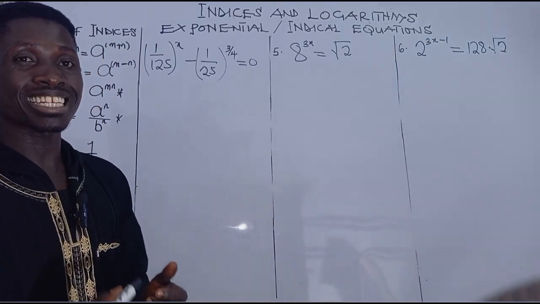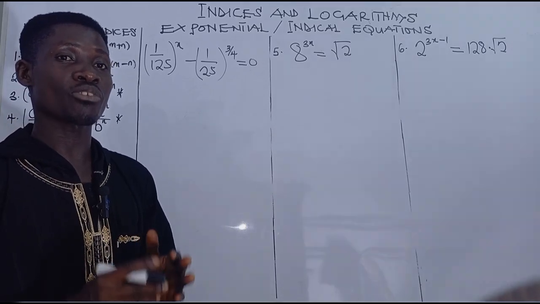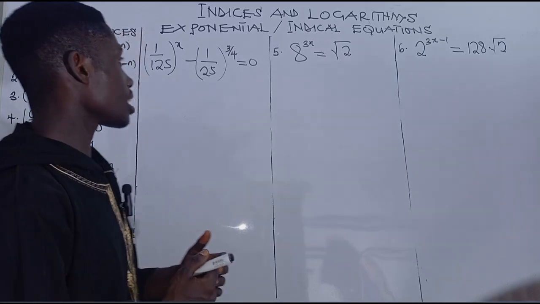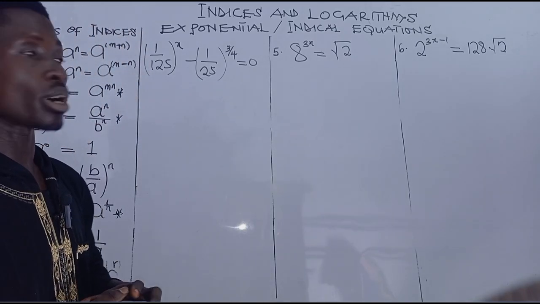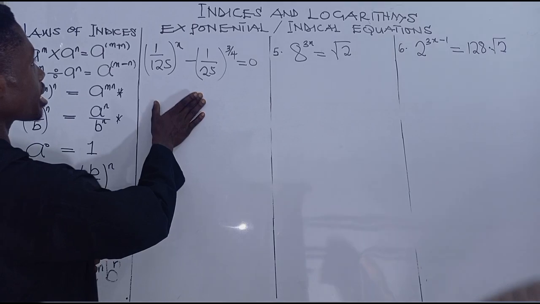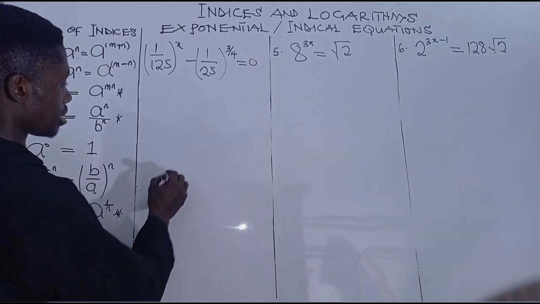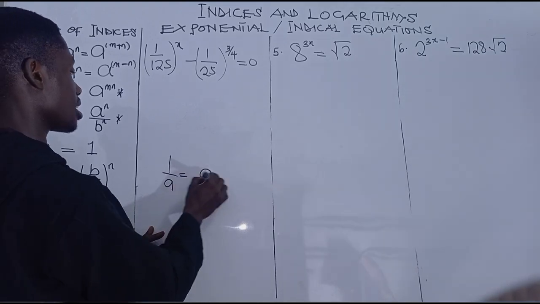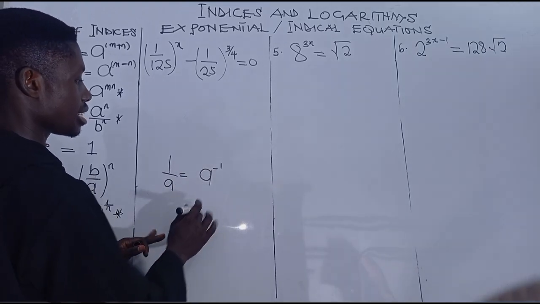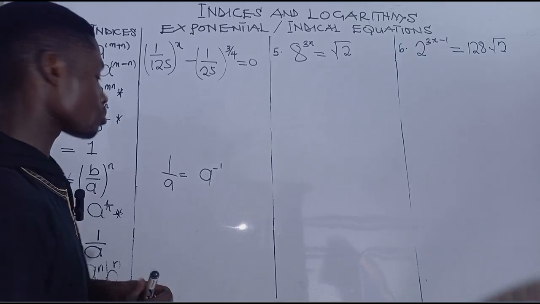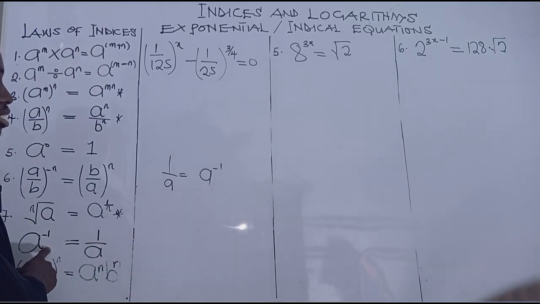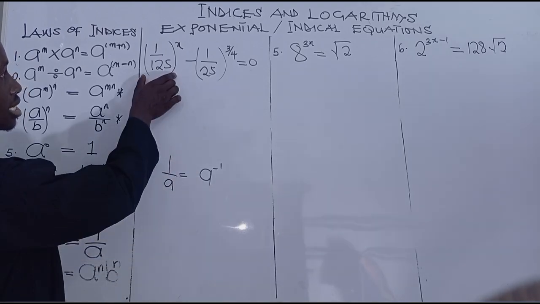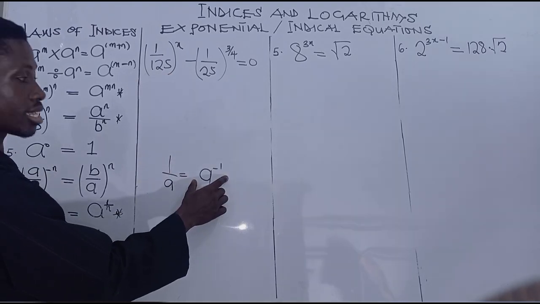So we have our next set of questions. We have to find the value for x in each of these exponential equations. So let's start with this particular one. From this, we know that when you have, let's say 1 over a, it can be written as a raised to the power negative 1. That is the negative index property. So when you have 1 over a, we can write it as this. So it means that with this aspect, we can rewrite it as this.